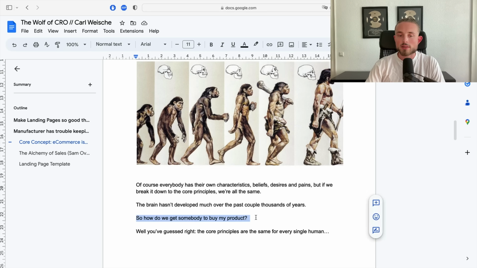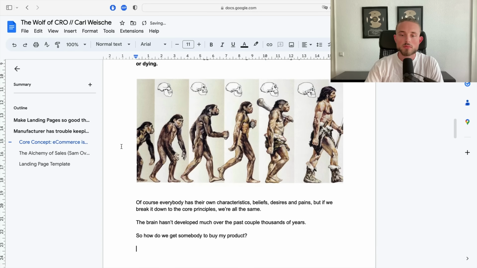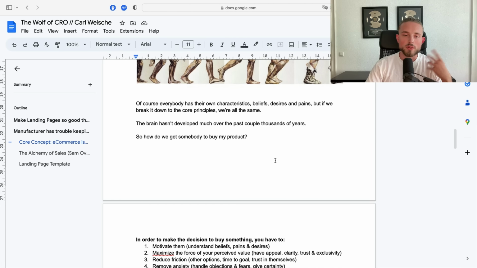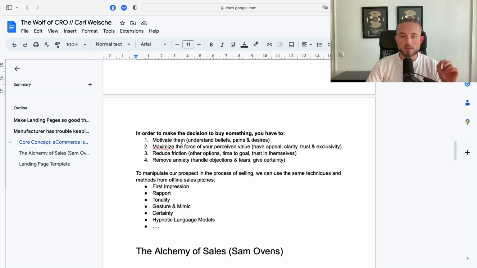So the question arises, well, if the core principles are the same, how do we get somebody to buy the product? And in order to make the buying decision, you have to, first of all, motivate them, right? So understand their beliefs, their pain points, their motives, and their desires. And then secondly, you want to maximize the force of your perceived value. So you want it to be appealing to them.